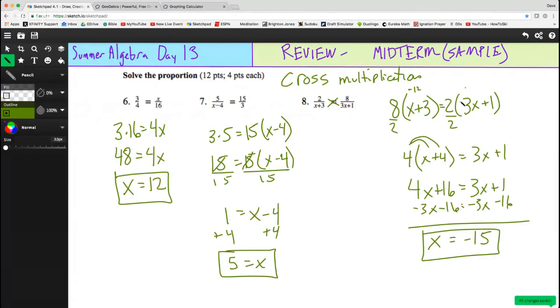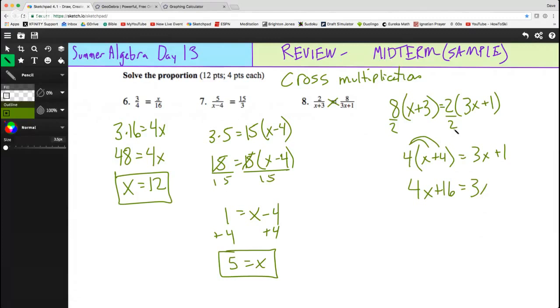Oh, I mistyped my answer. That should have been a 3. I copied x plus 3 and copied it down to x plus 4. So I copied it wrong. Good thing I was checking, because I said, well, 8 times negative 12, does that equal 2 times negative 44 plus 1? That's not going to work out. So let's go back and let's fix this problem. Good thing Mr. Lipscomb checks his work. Or maybe I was just setting you up.